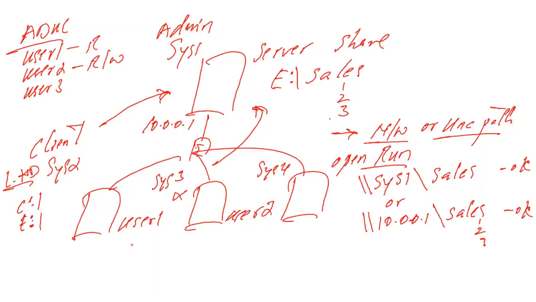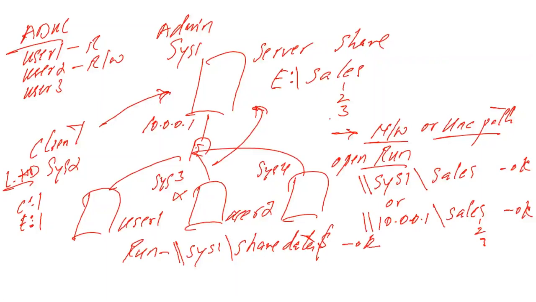Please write down an example. Open the run and type // maybe system name or IP. You can use any one. I'm using system name sys1 / share folder name share data $ sign and click OK and access the files. Open the run / system1 / share data $ and click OK. Access the files. So this is a method to access the hidden share folder from the network.